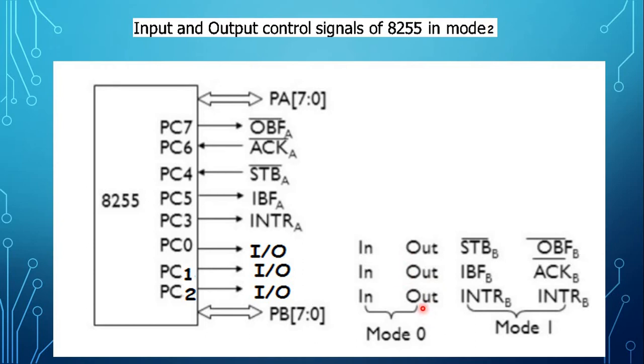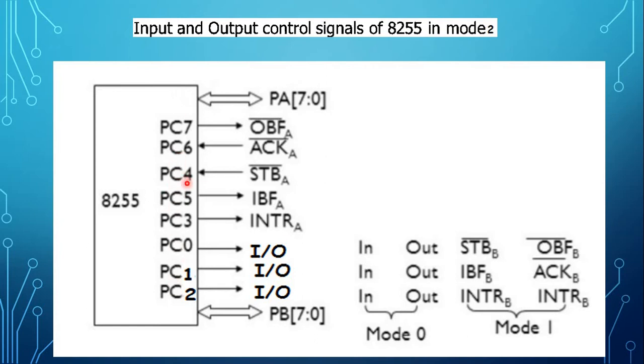Then in mode 1, port B can be used in mode 1 operation. In the case of mode 2, only port A is used in mode 2 operation. These signals are the control signals for port A.